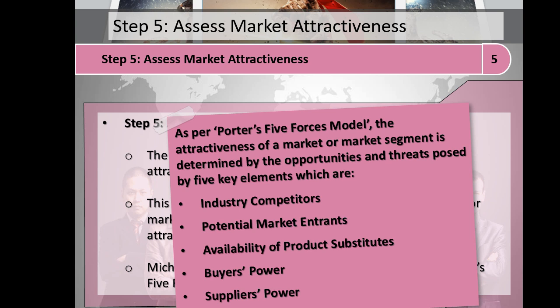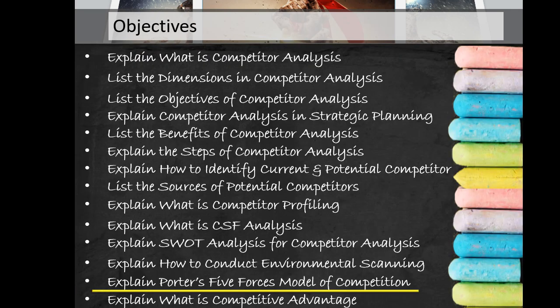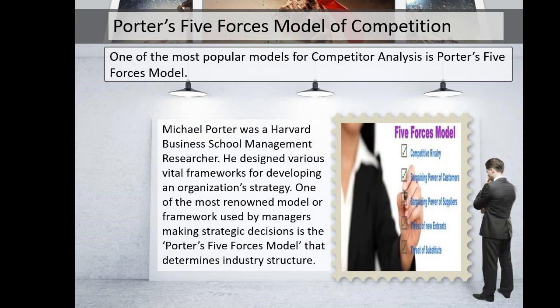As per Porter's 5 forces model, the attractiveness of a market or market segment is determined by the opportunities and threats posed by 5 key market elements: industry competitors, potential market entrants, availability of product substitutes, buyers' power, and suppliers' power. So let's look quickly at this.